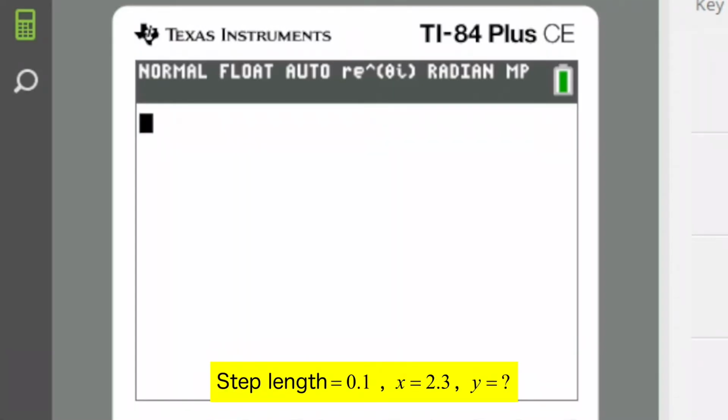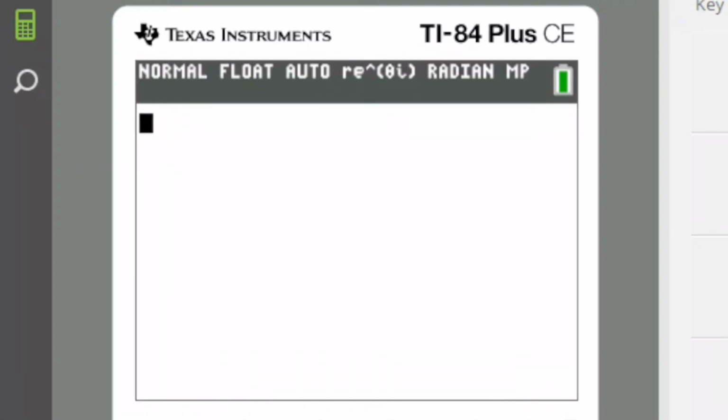And we are going to use the Euler's method of step length 0.1. We are going to estimate the value of y when x equals 2.3. Euler's method is actually a type of approximation related to sequences.